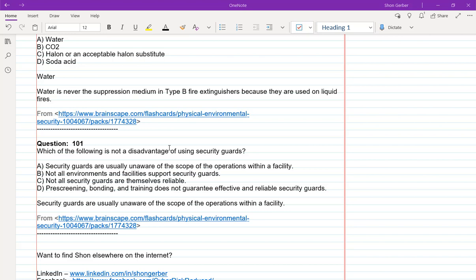Which of the following is not a disadvantage? So that's a double negative. Not a disadvantage of using security guards. A, security guards are usually unaware of the scope of operation within a facility. B, not all environments and facilities support security guards. C, not all security guards are themselves reliable. D, pre-screening, bonding, and training does not guarantee effective and reliable security guards. Answer is A. Yep, security guards are usually unaware of the scope of the operations within the facility. They're usually pretty tight. They have a pretty good handle on that.